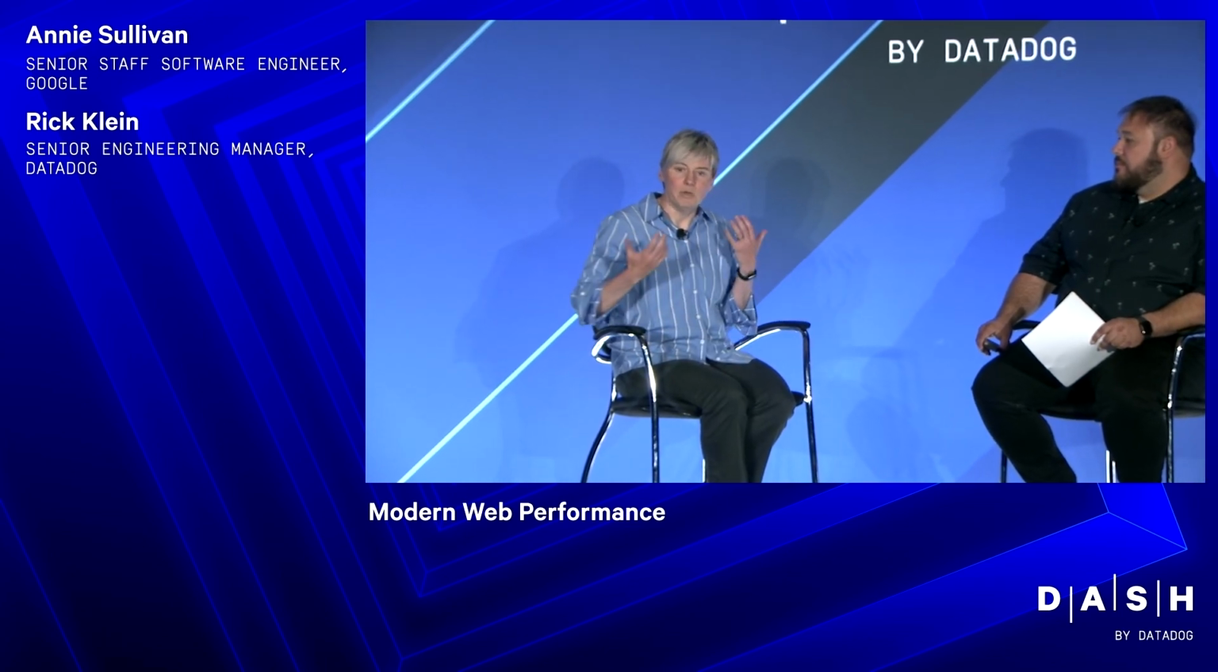So we have web APIs that RUM providers can use, and we have the Chrome User Experience Report, which will tell you your scores for real Chrome users on these metrics. And then also we have a ton of tools that help you debug them in the lab.